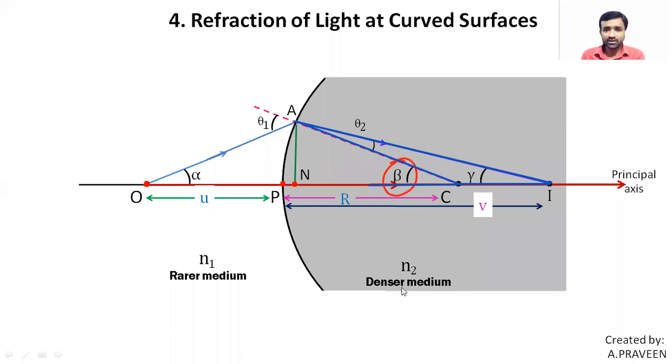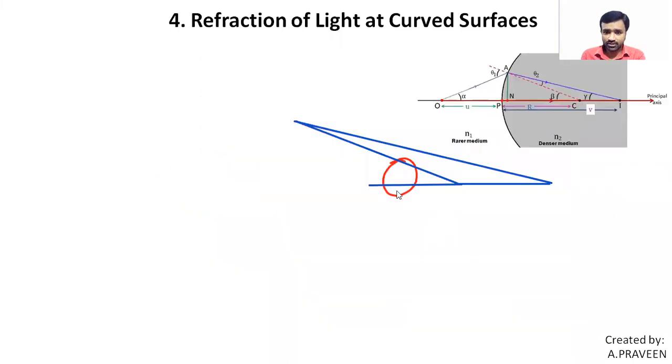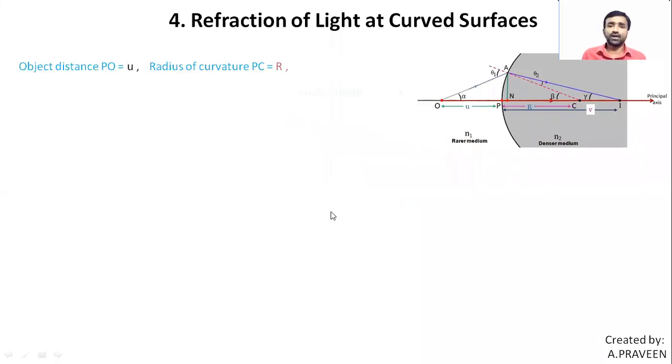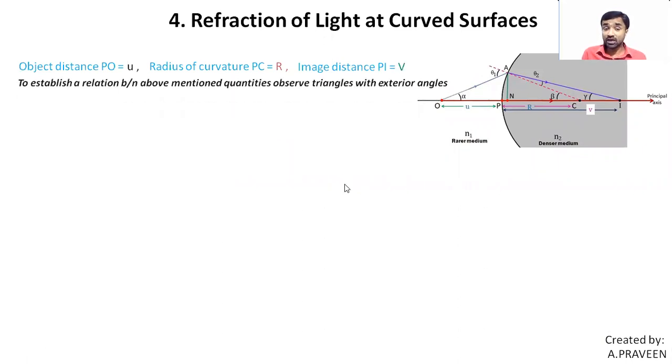So I'm clearing this. I got a smaller image here for the diagram. Now I got exterior angles from the given figure. Then let us see here. I want to establish the relation between the above mentioned quantities.